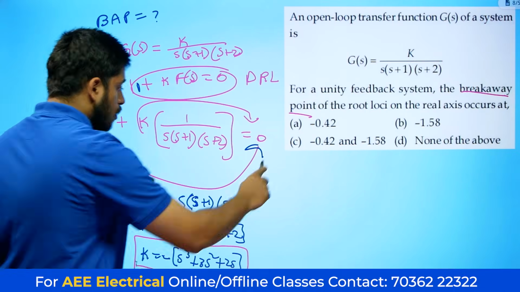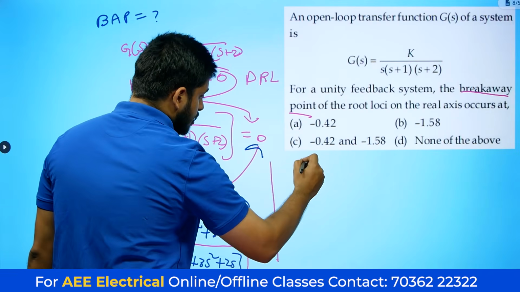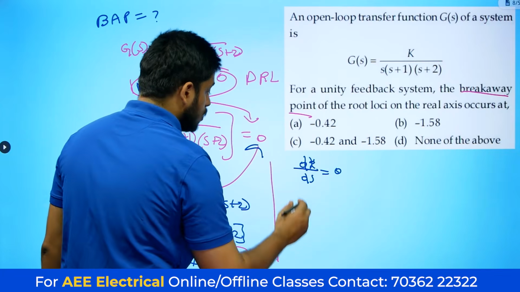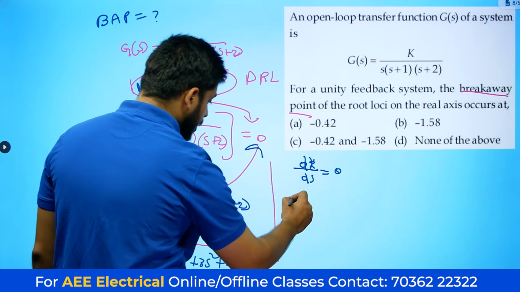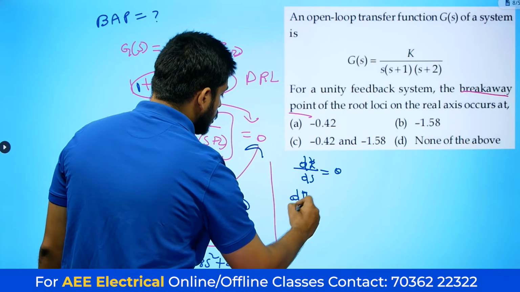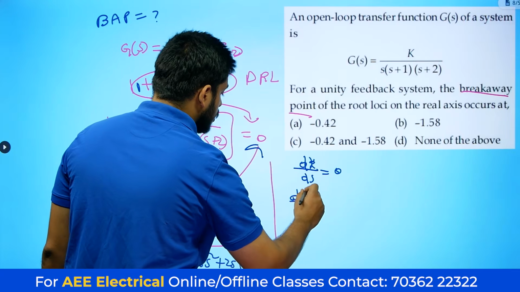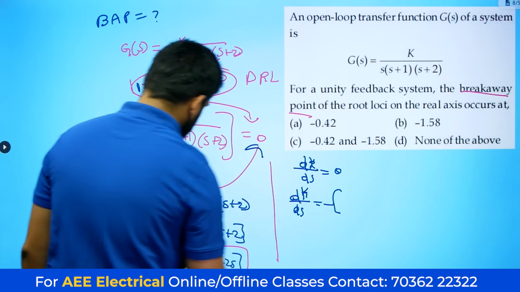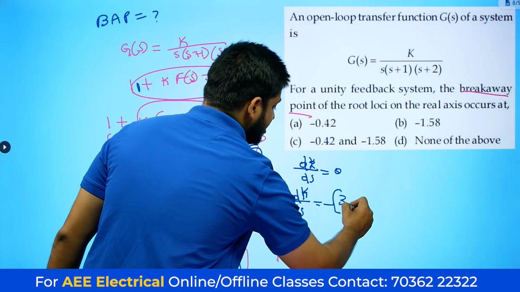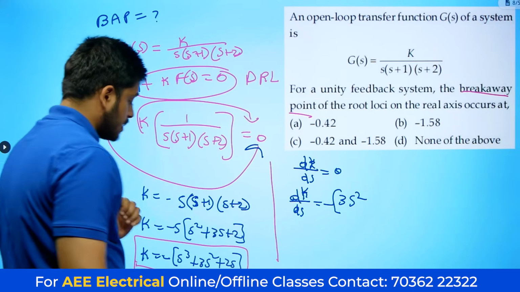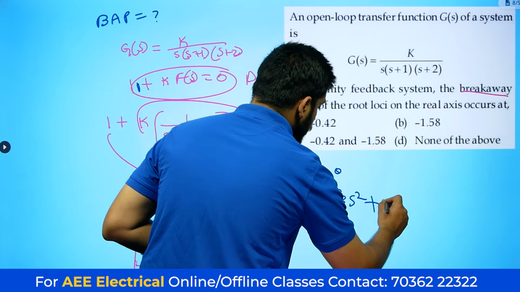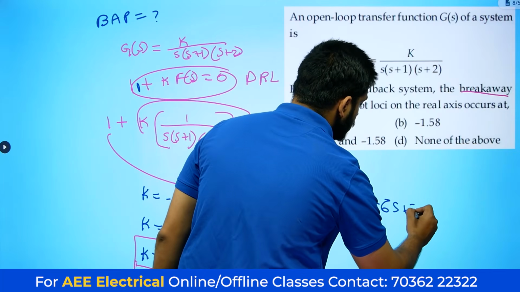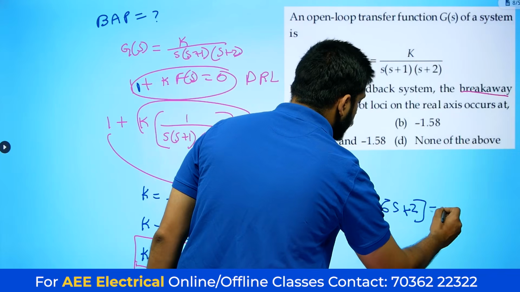So after this, what I am going to do is differentiate dK by ds equals 0. After differentiating it, what are we going to get? dK by ds is equal to minus of s cube differentiation, which is 3s square. Next, plus 3s square differentiation, which is 6s. Next, plus 2s differentiation, which is 2. This should be equated to 0.